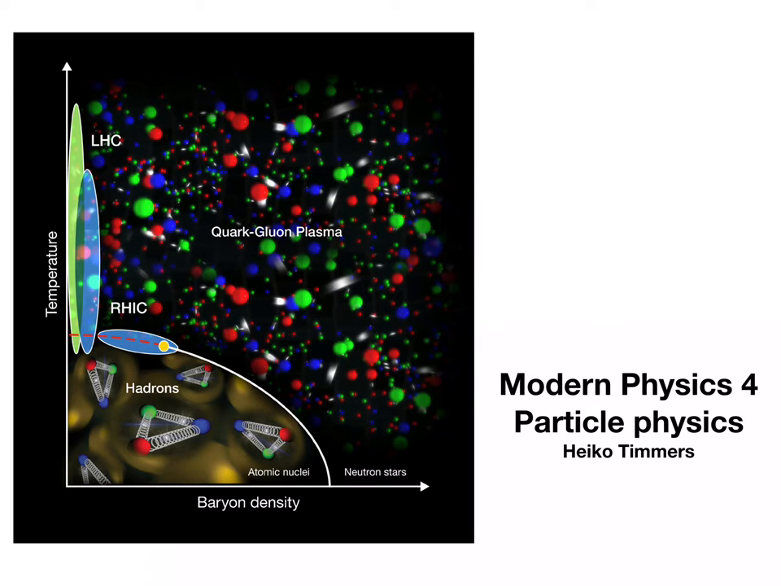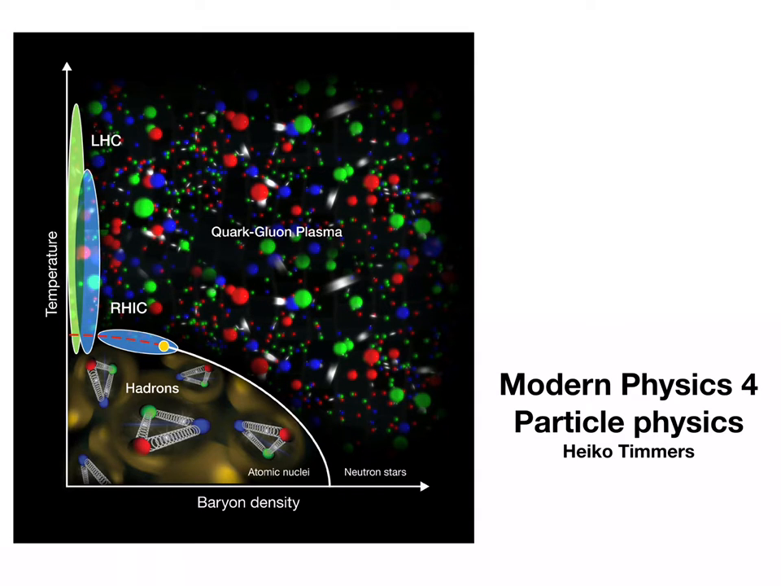hadron each. The transition expected from the quark-gluon plasma to hadrons can be probed in particle accelerators such as LHC and RHIC. LHC, the Large Hadron Collider, is located at CERN in Geneva, and RHIC, the Relativistic Heavy Ion Collider, is on Long Island in New York.